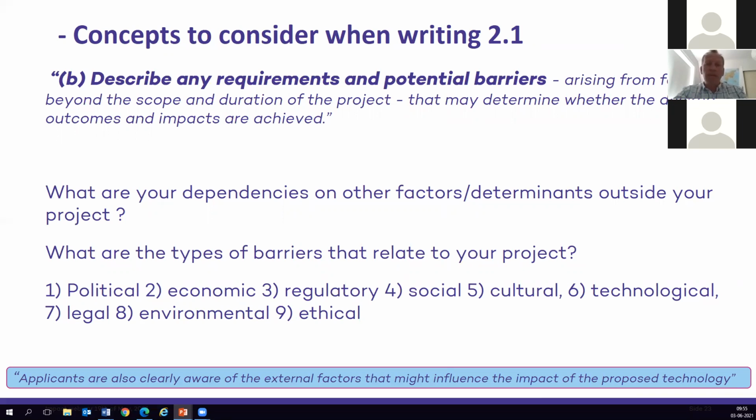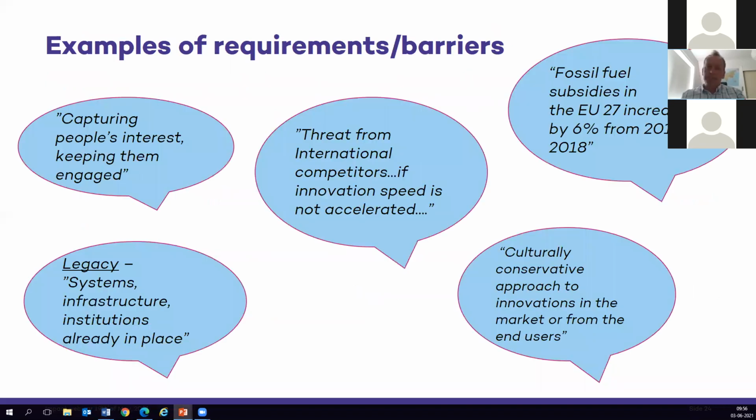So you have to make a kind of qualified brainstorm around the political, economic, regulatory, social, cultural, technological, legal, environmental, and ethical things that relate, the nine dimensions of problems that could be relevant for this, and make a qualified brainstorm where you cross out what is relevant and what is not relevant. Next slide, please.